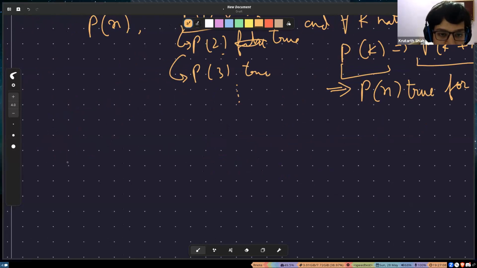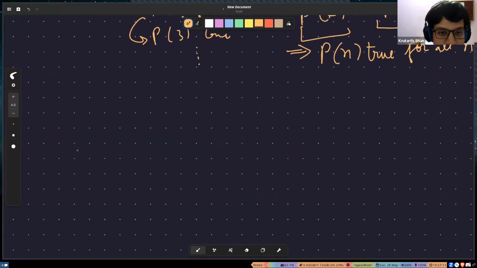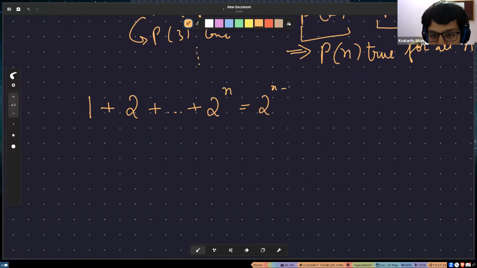Okay. You use this in pretty much all three areas: algebra, combinatorics, and number theory. So let's start with an algebra example. It is a pretty simple one. Show this is true for all n in natural numbers using induction.